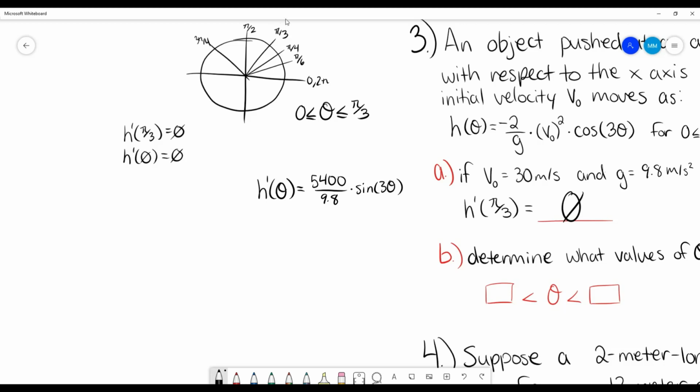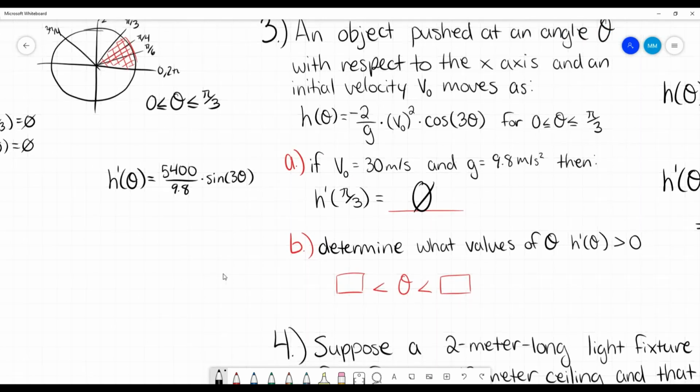So everywhere in this space here is greater than 0. So everything along this domain happens to be greater than 0, so lucky us. So our answer is just from 0 to pi over 3. We got really lucky that that just is our domain.